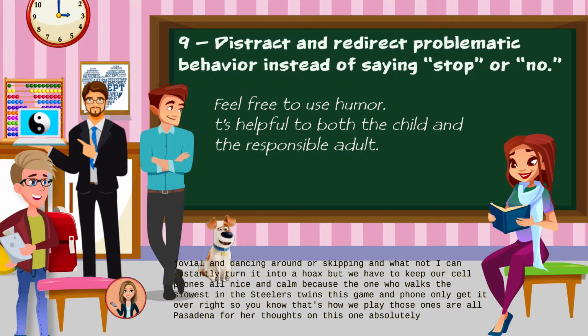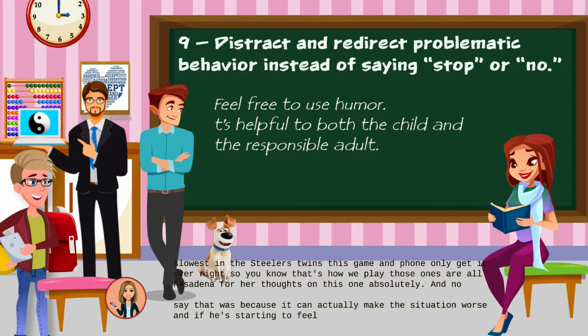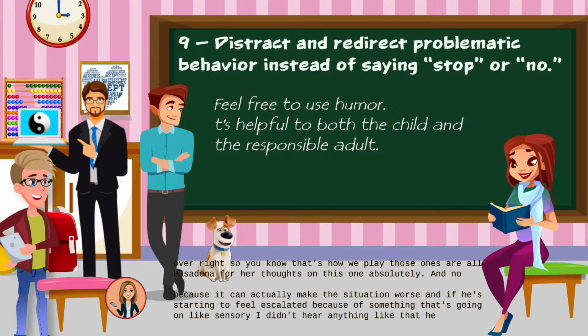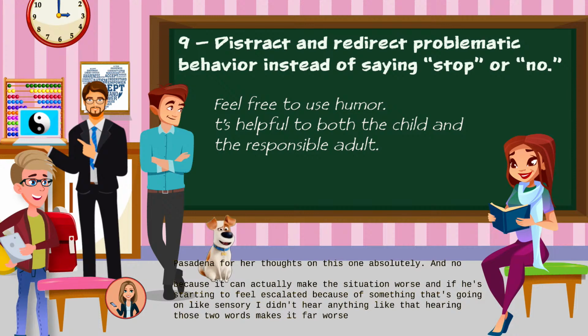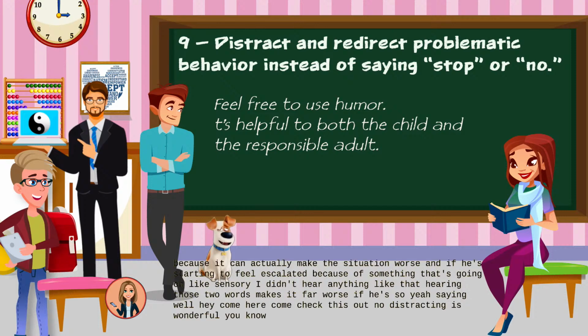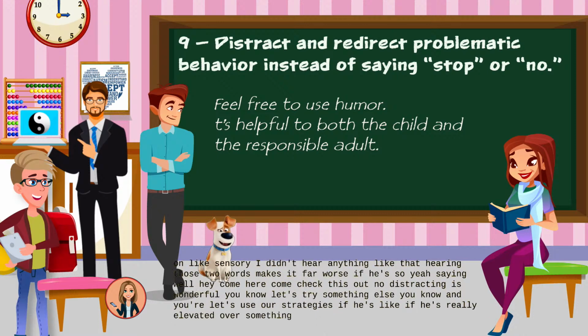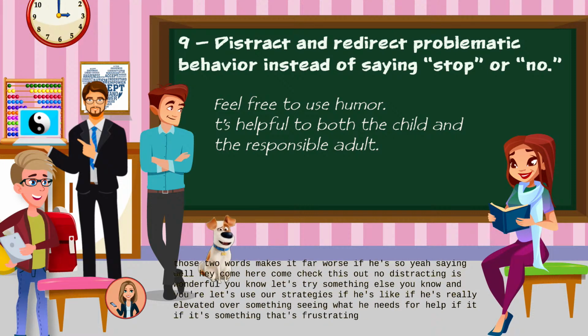Absolutely. Stop and no, don't ever say those, because oh gosh, it can actually make the situation worse. If he's starting to feel escalated because of something that's going on, like sensory or anything like that, hearing those two words makes it far worse. Saying, hey, come here, come check this out, distracting is wonderful, or let's try something else, or here, let's use our strategies if he's really elevated over something. Seeing what he needs for help if it's something that's frustrating him, and definitely using humor.